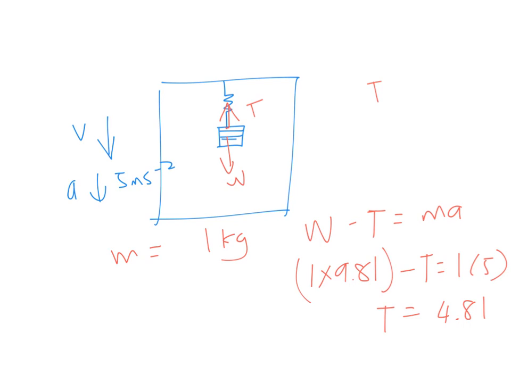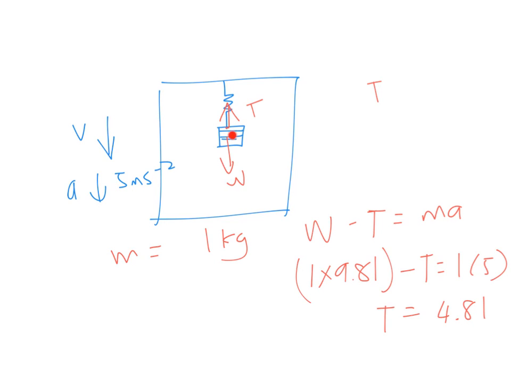So for example, let's say you have this lift here moving downwards and accelerating downwards with 5 meter per second squared. So which force is bigger, weight or tension? Since the acceleration is downwards, weight will be bigger than tension. So then your equation will be weight minus tension equals to MA. So to calculate the tension, which is the apparent weight, we will bring the MA over, and then we will bring the tension over. So then your tension will be equals to weight minus MA, which means to say the apparent weight will be smaller.